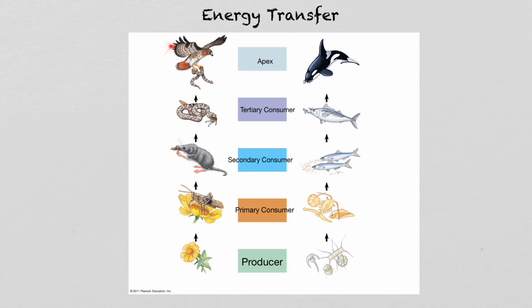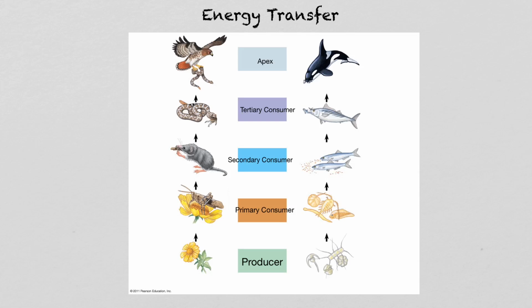So this hawk could eat tertiary consumers, it could eat secondary consumers, and it could eat primary consumers. The only thing, if it's a carnivore, is that it is not eating a producer. If it was eating producers, then it would have to be an omnivore. So, those are food chains.